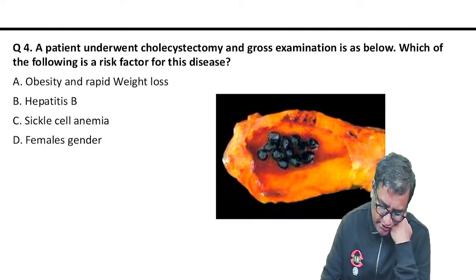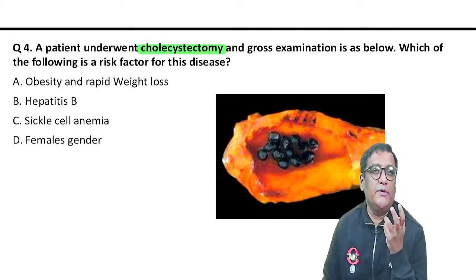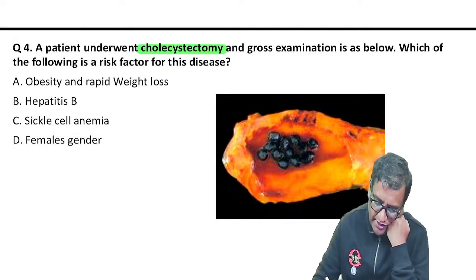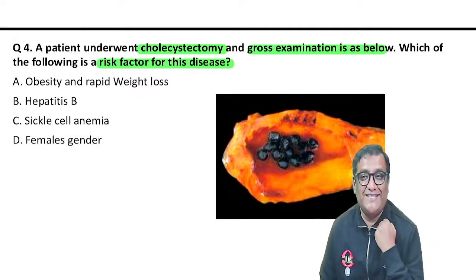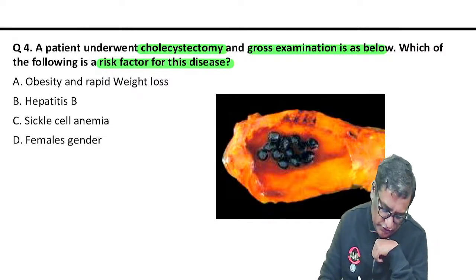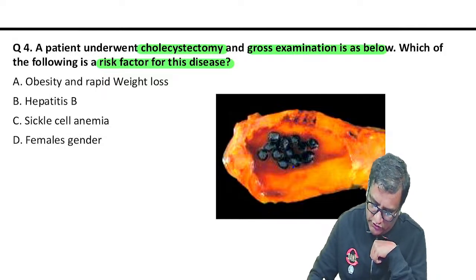What is this question now? Let us see this question. Okay, what am I seeing? A patient underwent cholecystectomy. What is cholecystectomy? Removal of gallbladder. Okay, and gross examination is as below. Which of the following is a risk factor for this disease? So the examiner is asking you which of the following is a risk factor. What am I seeing on gross examination? Can you tell me now? What are you seeing here? I definitely can see gallstones.